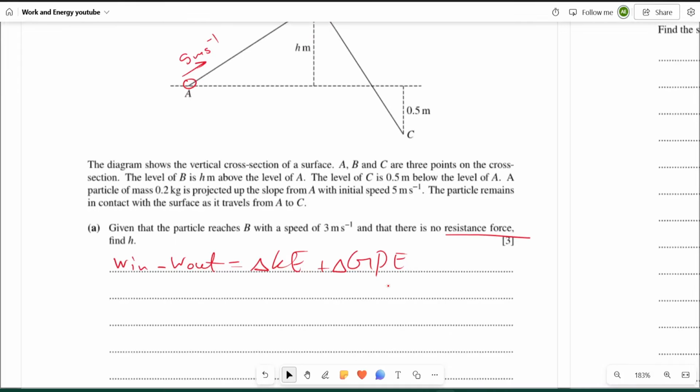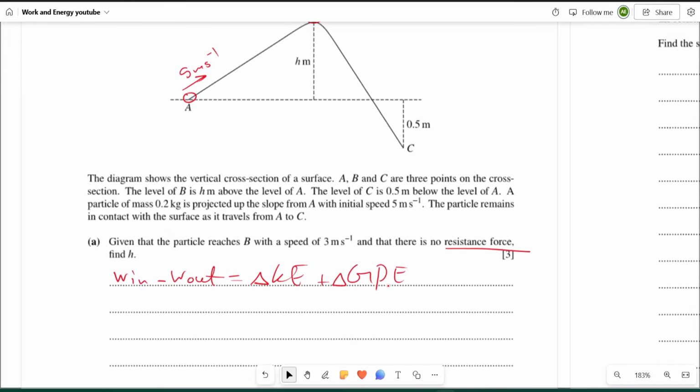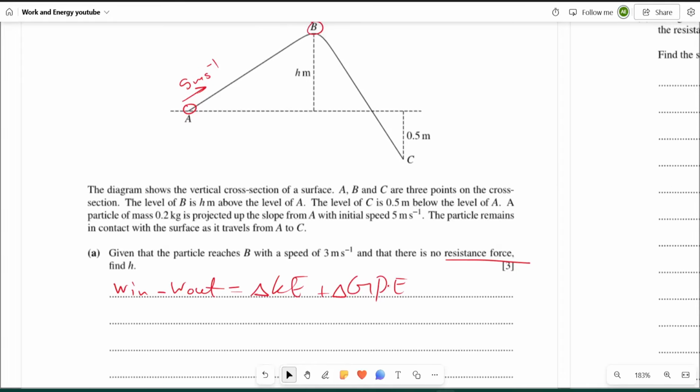So let's see. Is there any external force that's giving energy into A? Is there any pulling, any tension, any pushing? No. So the work in is 0. Minus, is there any work out? Is there any force that's taking energy away from the system? Is there any friction? It says no resistance forces, so work out is also 0.